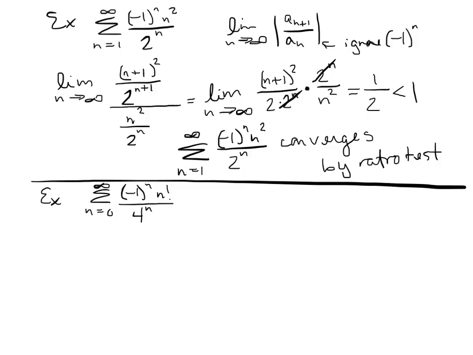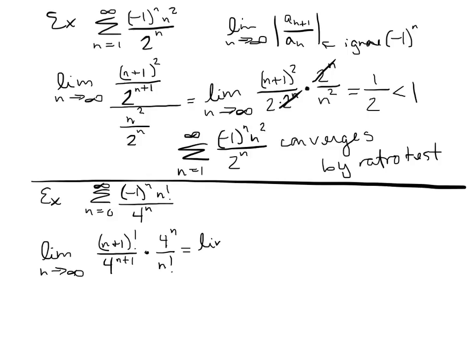Okay, so I'm going to take a limit as n approaches infinity. I ignore the negative 1 to the n because of absolute value. I plug in n plus 1, so n plus 1 factorial divided by 4 to the n plus 1. And then I am going to multiply by the reciprocal when I plug in n. So I flip it and multiply it, doing that division all in one.